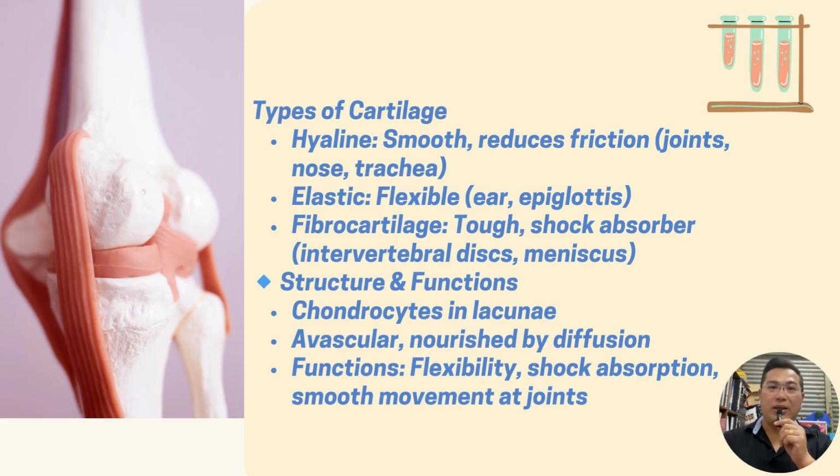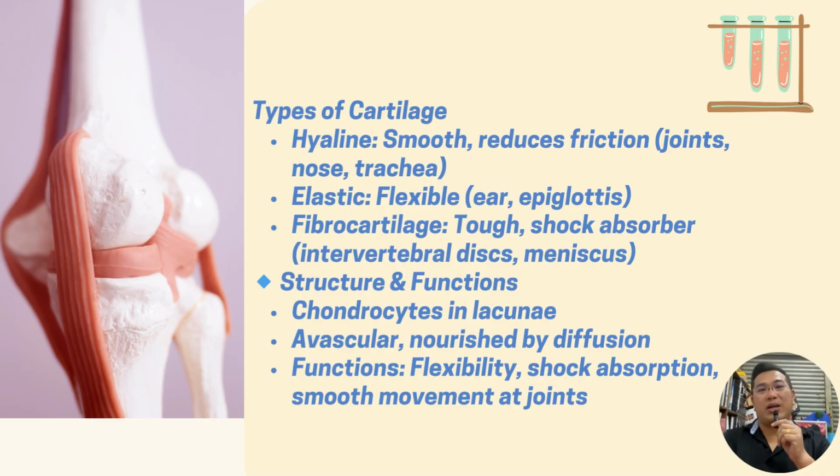Elastic cartilage contains elastic fibers and is flexible. It is found in the outer ear and epiglottis, helping to maintain shape and flexibility. Fibrocartilage is a tough type of cartilage containing thick collagen fibers. It acts as a shock absorber and is found in the intervertebral discs and the meniscus.